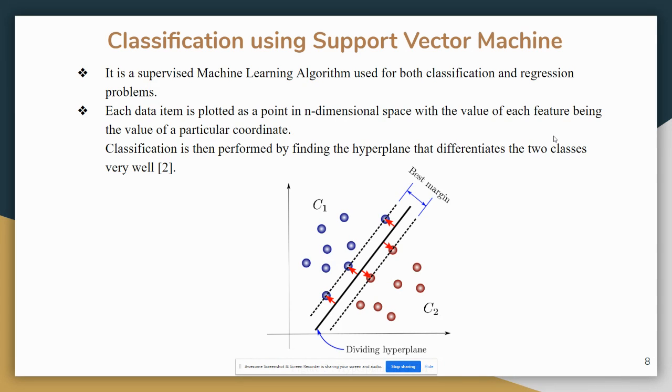Second is the concept of classification using support vector machine. Support vector machine is a supervised machine learning algorithm which is used for both classification as well as regression problems. Here, each data point is plotted as a point in an n-dimensional space with the value of each feature being the value of a particular coordinate. The classification is then performed by finding the hyperplane which differentiates between the two classes.